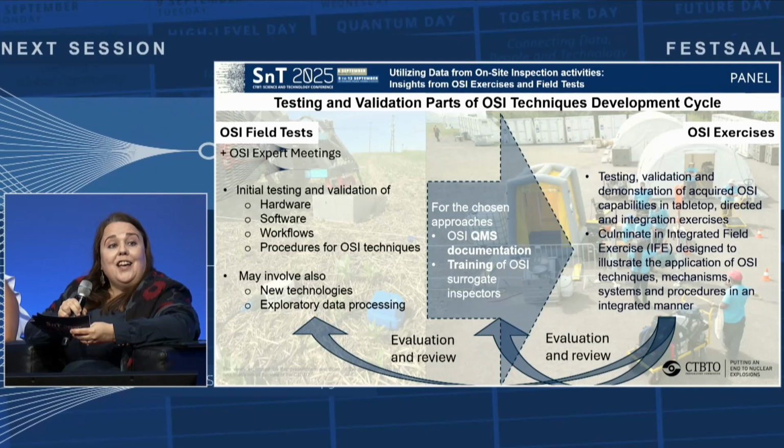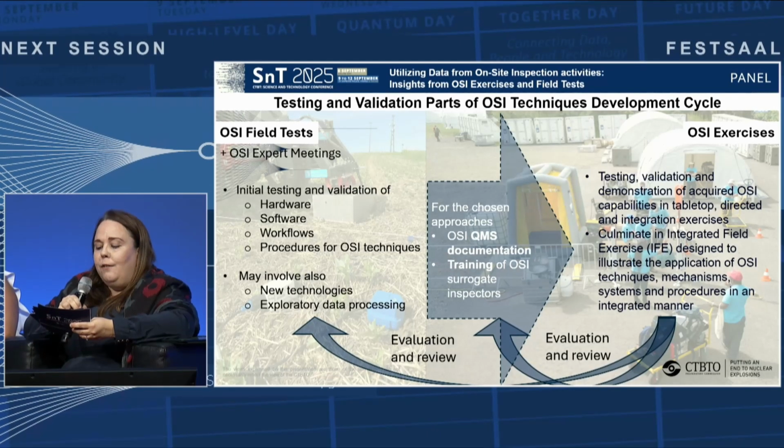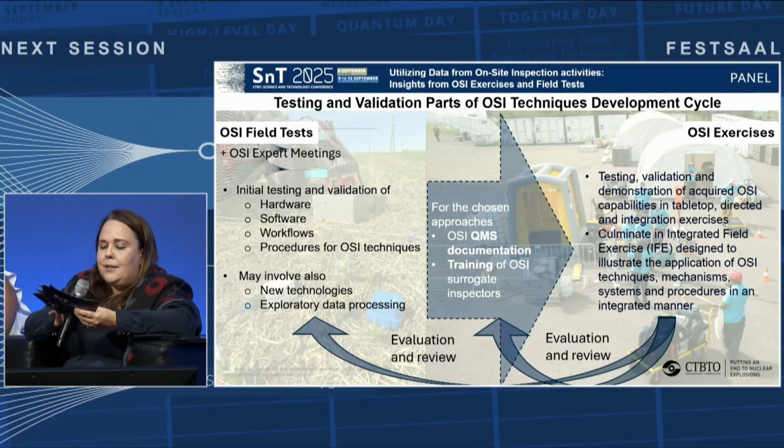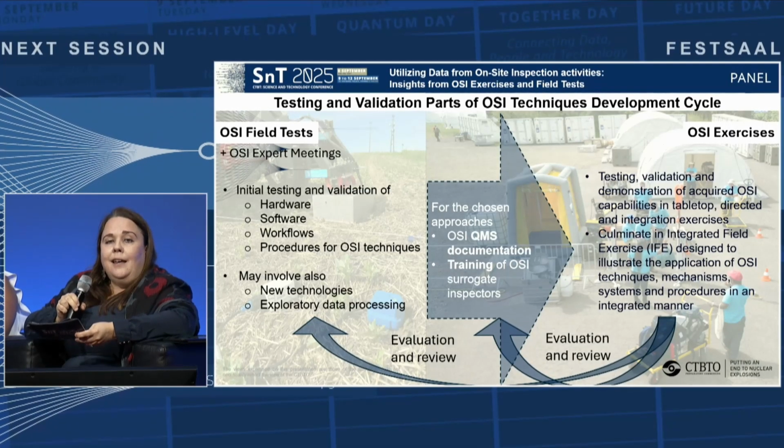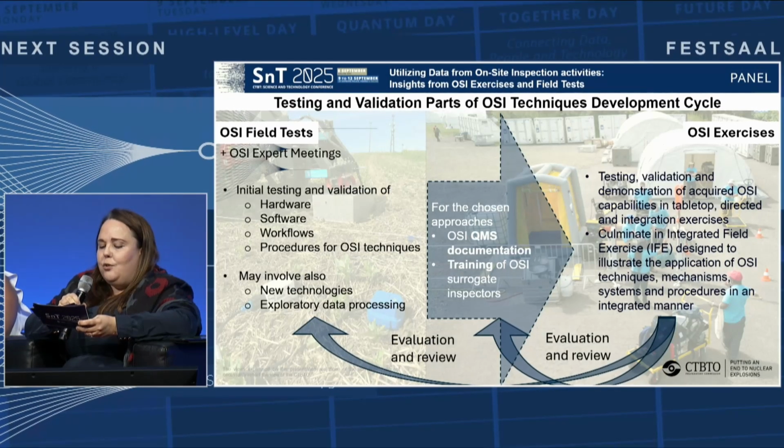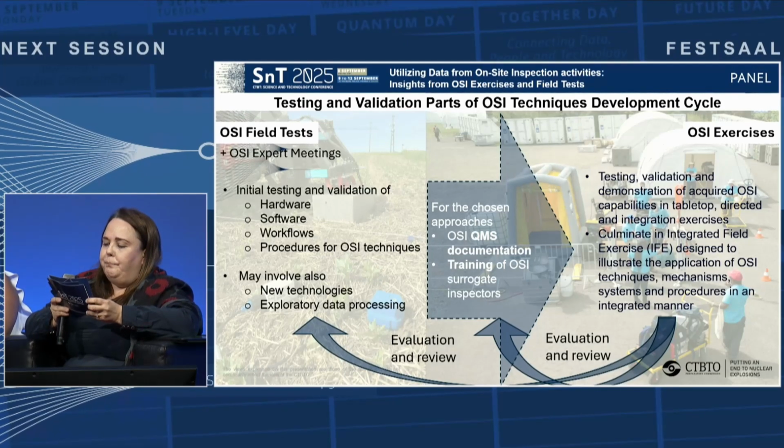Then the OSI exercises, they involve the testing, validation, and demonstration of the now acquired OSI techniques capabilities, and they culminate, as we know, in the integrated field exercise designed to illustrate the application of the techniques in an integrated manner. Then through evaluation and review, feedback is acquired, and the development process starts again.